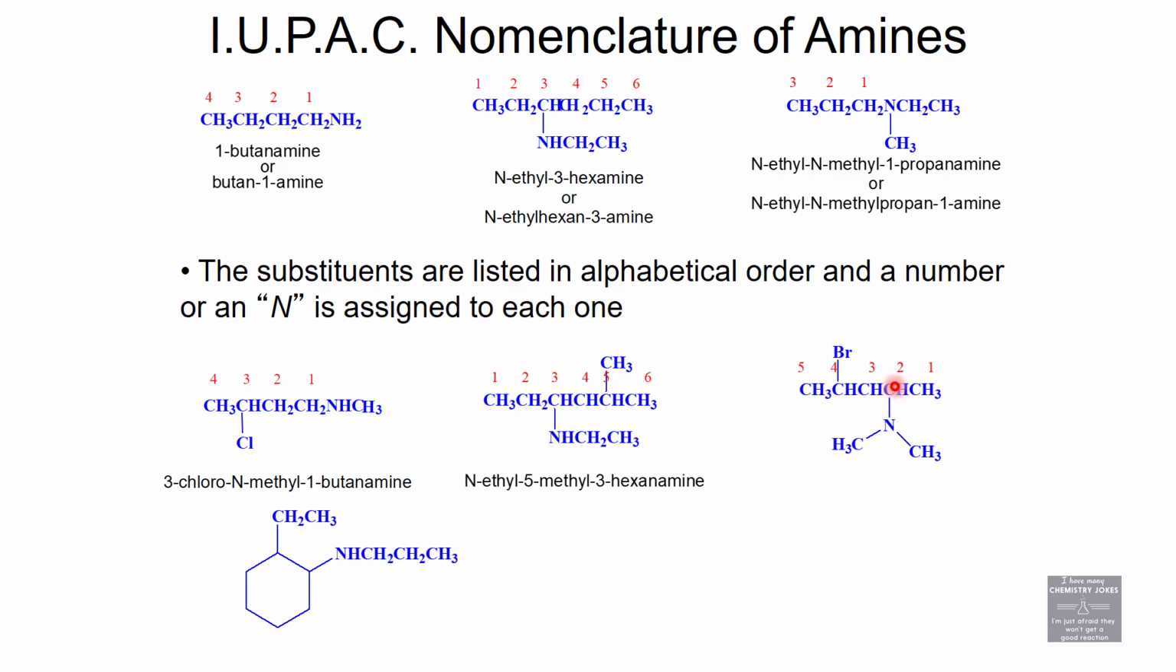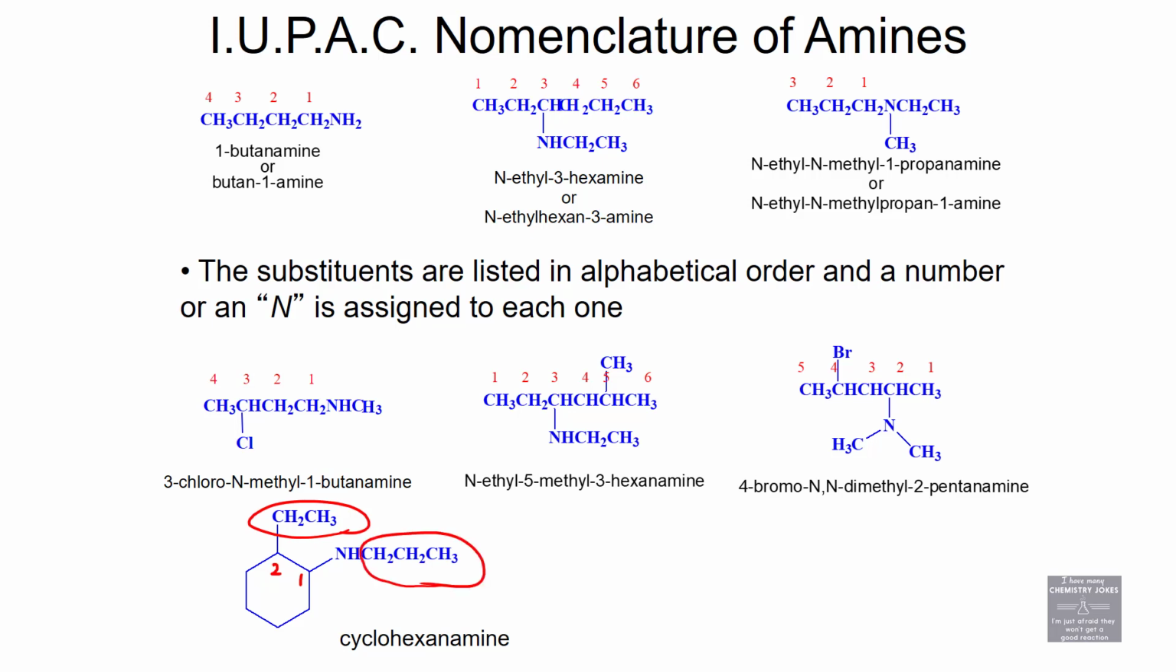Nitrogen has to be the lowest number possible, so that's carbon number 2 here. Don't forget the N,N-dimethyl. 2 methyls, where are they? N and N. And the last one down here, we will put some numbers. Carbon number 1, 2. It's a cyclohexanamine. Off of this cyclohexanamine, I have an ethyl. I also have a propyl. Cite them alphabetically, and then give them a number or a letter designation. Got it? Good.